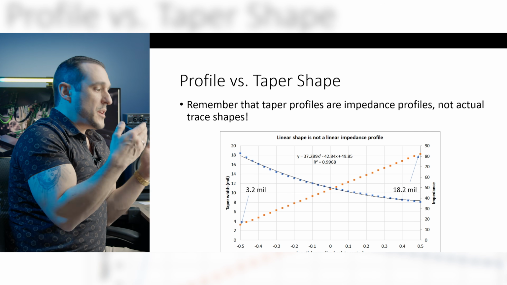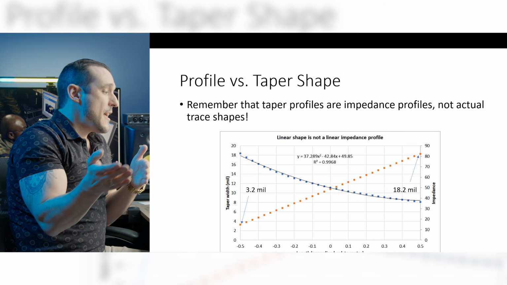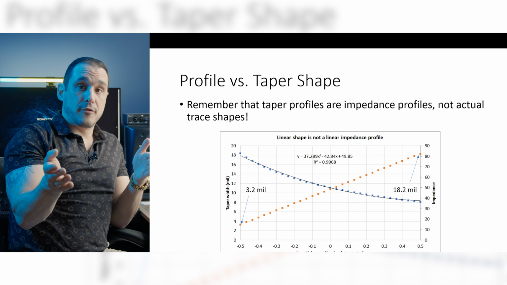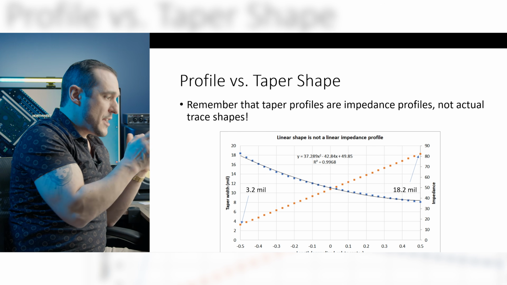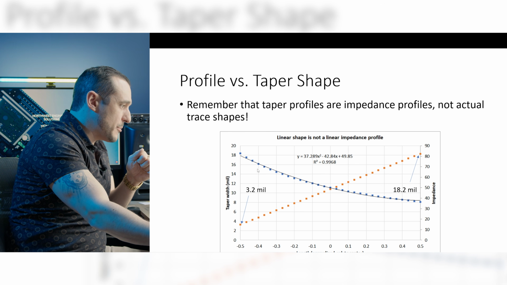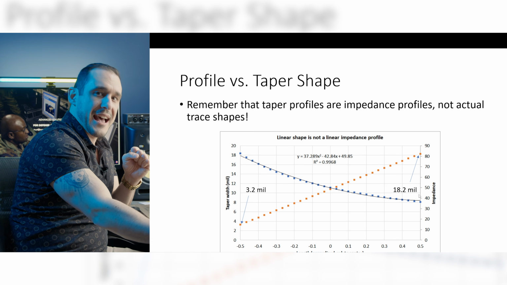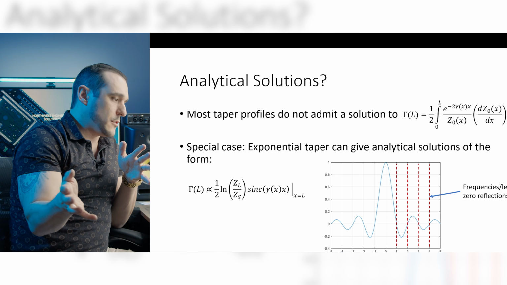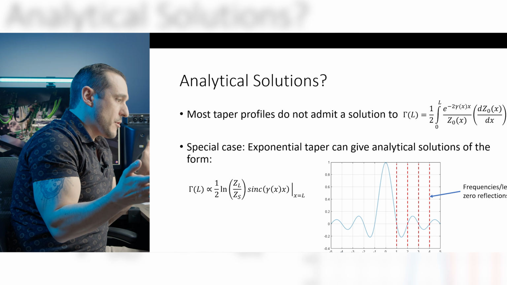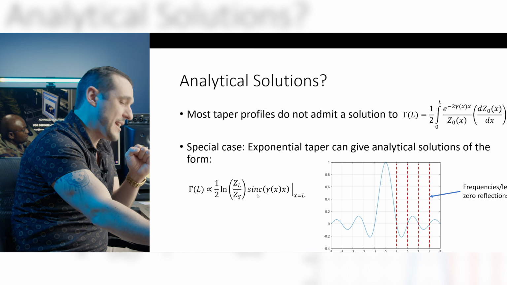Now here you can see what an impedance profile and a width profile looks like. And so when you have a linear impedance profile, that doesn't mean that you have a linear width profile, but you can usually approximate the width profile as a straight line, as you can see here in this graph. So there is a little bit of curvature in this line in the blue dots, but you can see here that it would be appropriate to more or less approximate this as a straight line. And then there is one impedance profile that does admit an analytical solution, and that is an exponential taper. So an exponential impedance profile will give analytical solutions that essentially look like a sinc function.